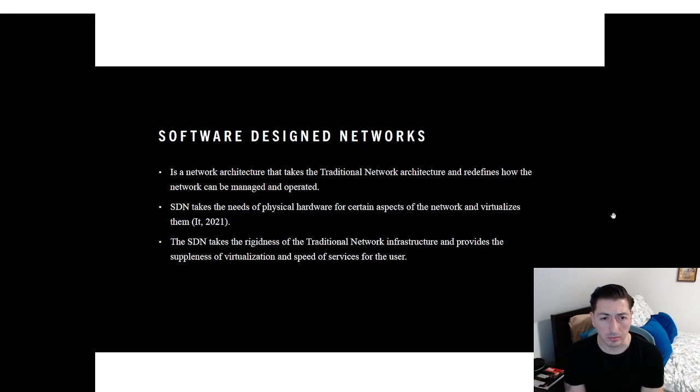Aspects of it. Software-defined networks is a network architecture that takes the traditional network architecture and redefines how the network can be managed and operated. SDN takes the need for physical hardware for certain aspects of the network and then virtualizes them. The SDN takes the rigidness of the traditional network infrastructure and provides the suppleness of virtualization and speed of services for the user.